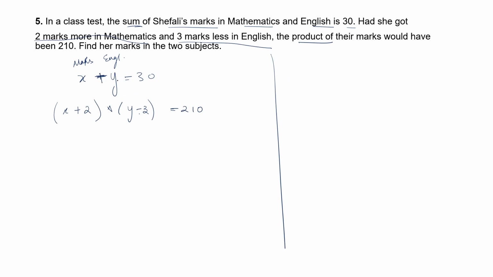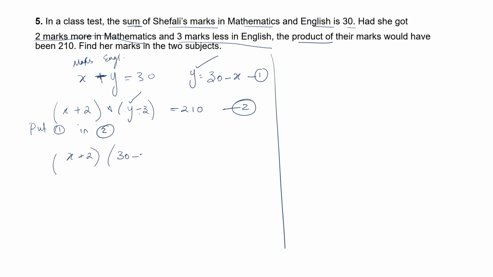Whenever there are 2 variables, we can't make a quadratic equation, so we have to convert one into the other. So y is equal to 30 minus x. Put that value in this second equation, substituting for y. Why are we substituting? Because everything will become x now, so we can frame a quadratic equation in x.